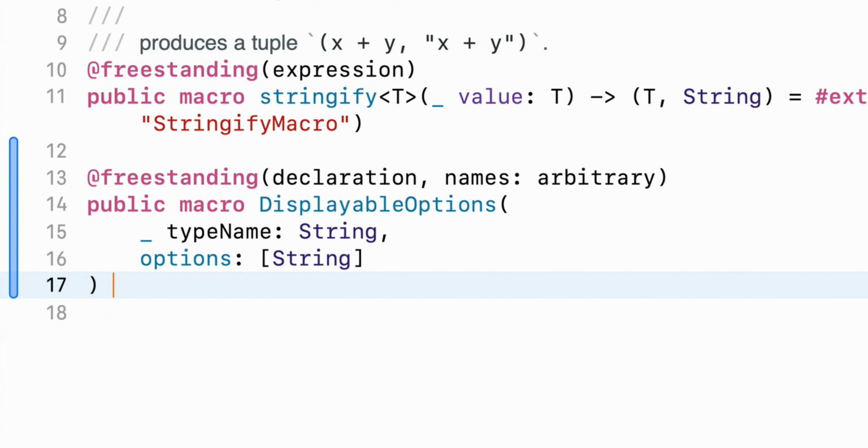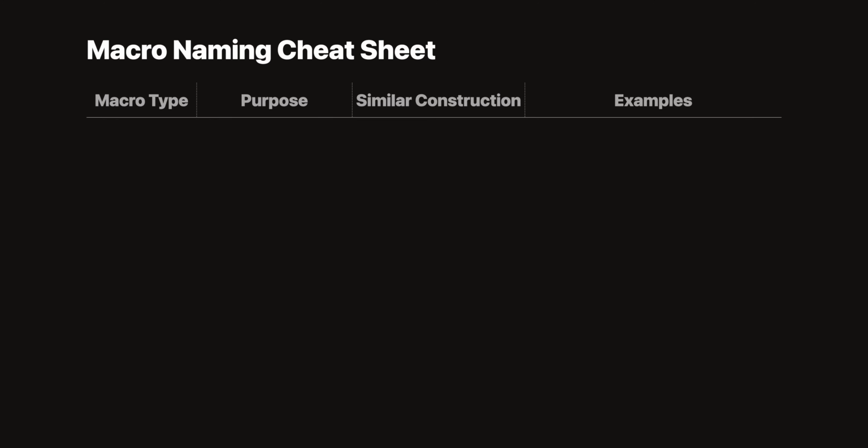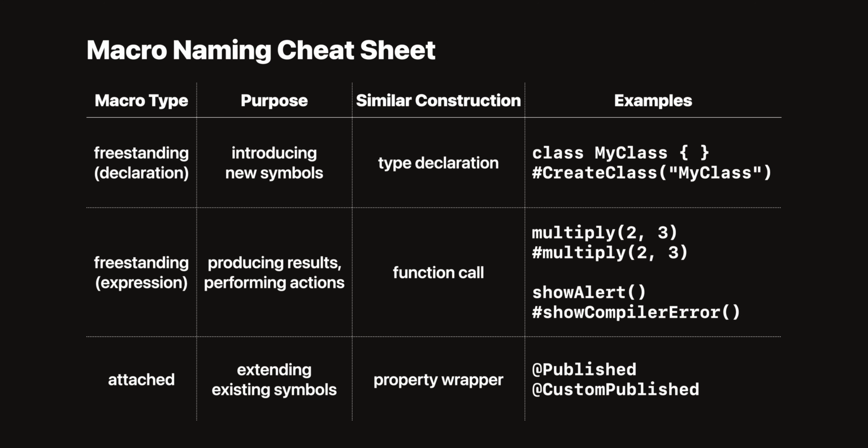This macro's name starts with an uppercase D, while the stringify macro provided as an example starts with a lowercase s. You can name macros any way you want, but I find it clearer when declaration macros, which generate new types, are named just like types themselves, and expression macros, which perform actions or return values, are named like functions.